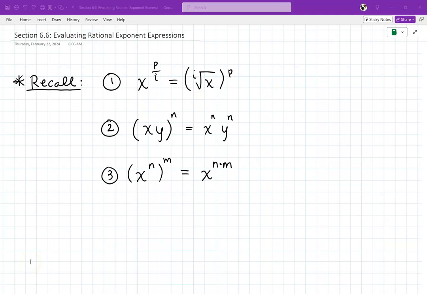All right, so today we're doing section 6.6, evaluating rational exponent expressions, okay? Now, calculators can help you with this. I'll probably actually bring them on. I forgot to bring them out. But they can help you with this, but not all the time.